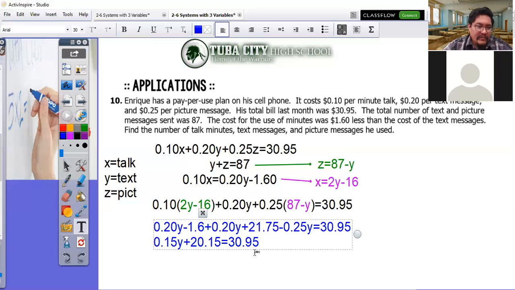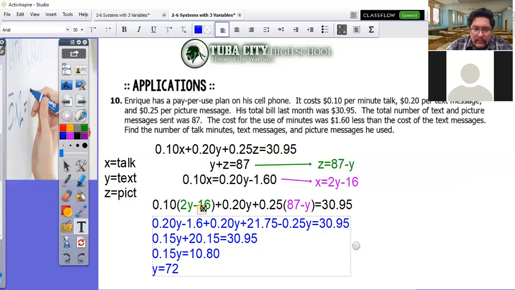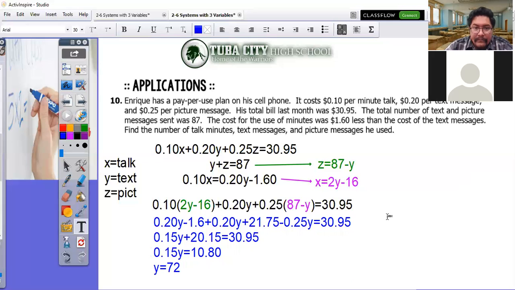Okay, now I'm going to have to subtract 20.15 from both sides. So that gives me, this didn't change, and that would be 1080. And then I'm going to have to divide 1080 by 0.15, and that should give me 72. So y is the number of text messages, and that means that he would have sent 72 text messages. But at least we have the y value now.